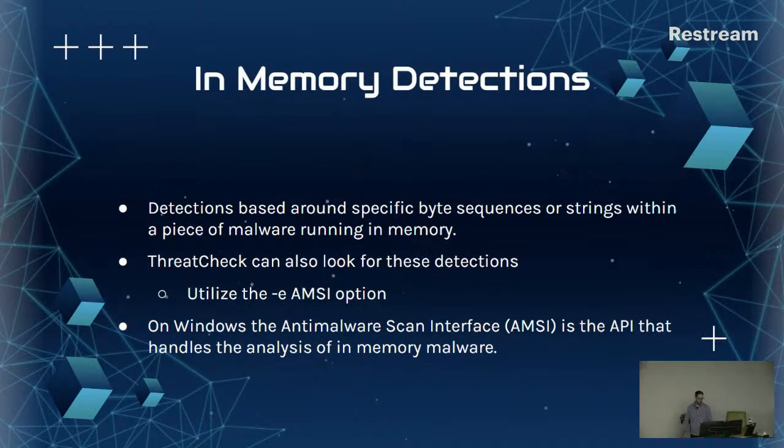Next, we have in-memory detections. Pretty much works the same way as signature detection, but also running in memory. At the end of the day, it's still looking for strings or sequences of bytes that are running in memory. Threat Check can also do this using the AMSI flag, which we'll talk about AMSI a little bit more later.